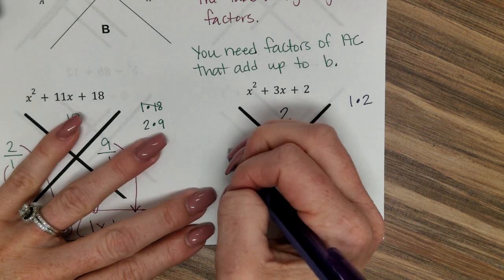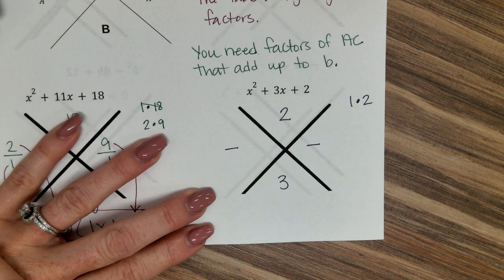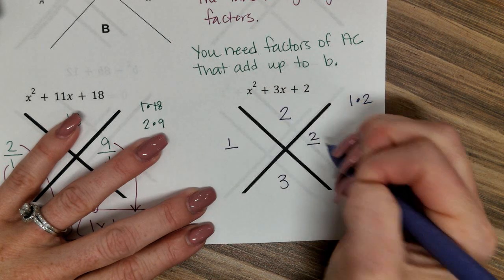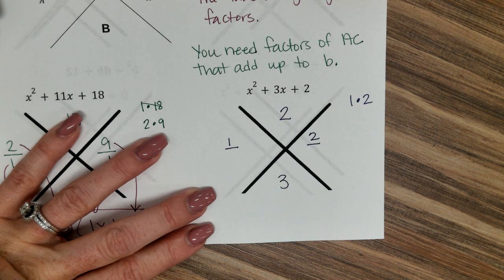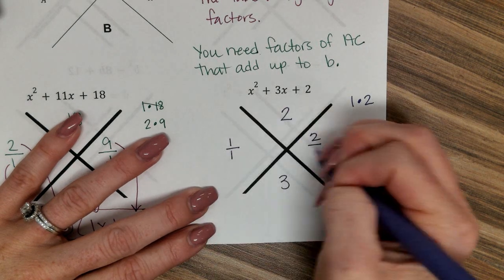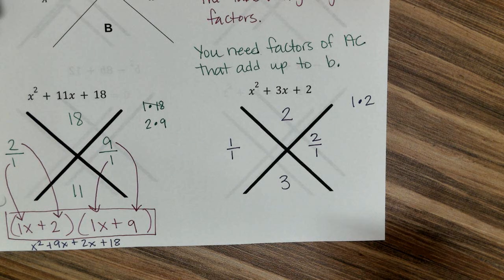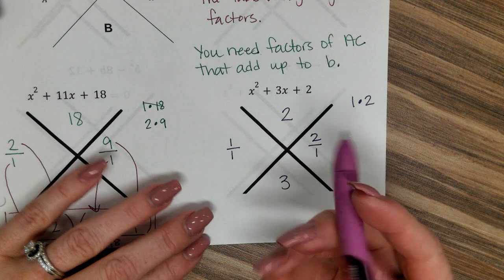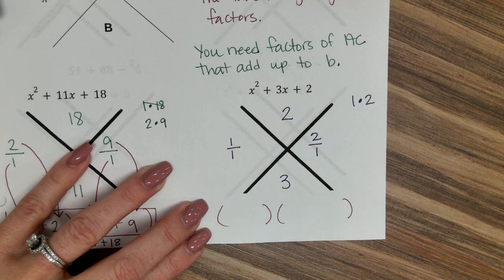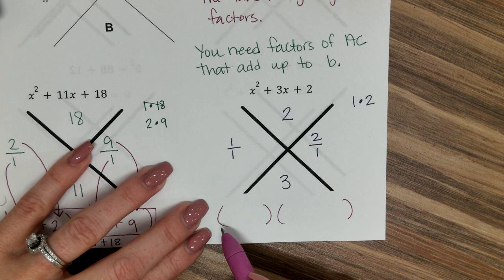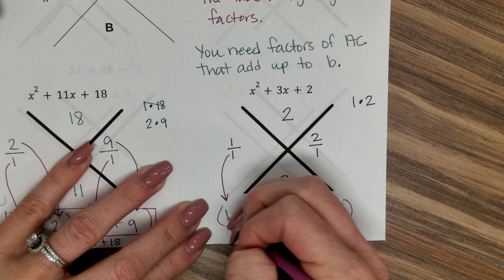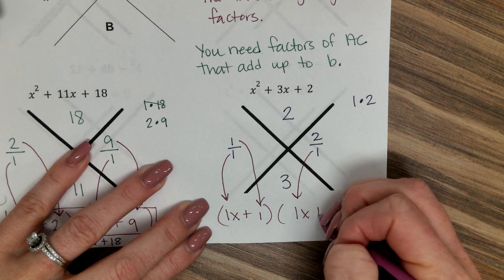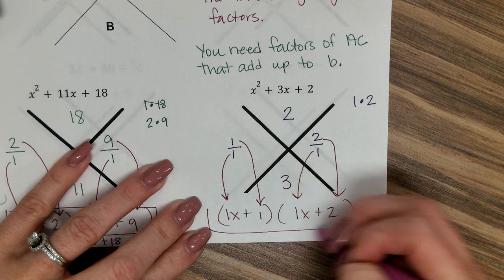So I'm going to make fractions here. And these numbers go on the top. What goes on the bottom? A. The value of A. What is A? And like I said, A will be 1 today, but I want you to do every single one of these steps to get used to it, okay? Make your parentheses. Which one goes first? The bottom. So 1x plus 1 and 1x plus 2. And you're done.